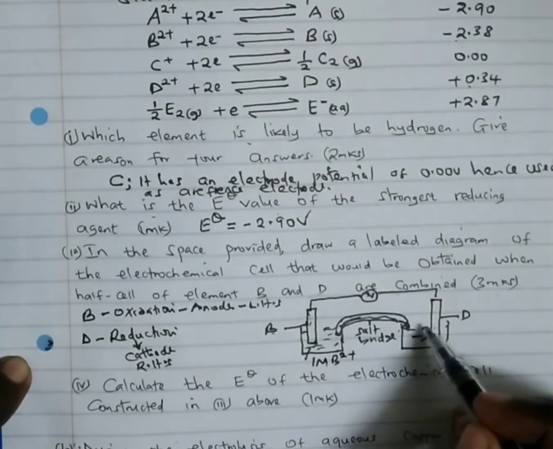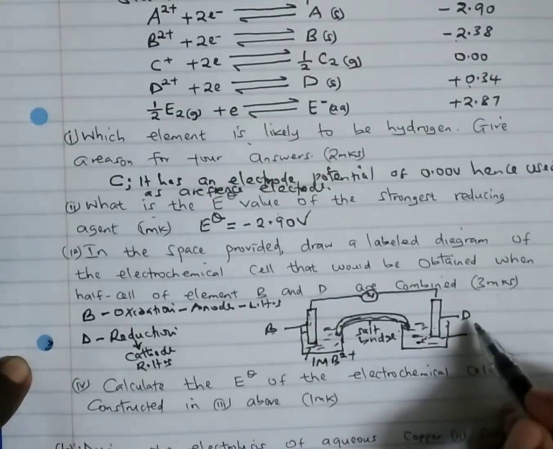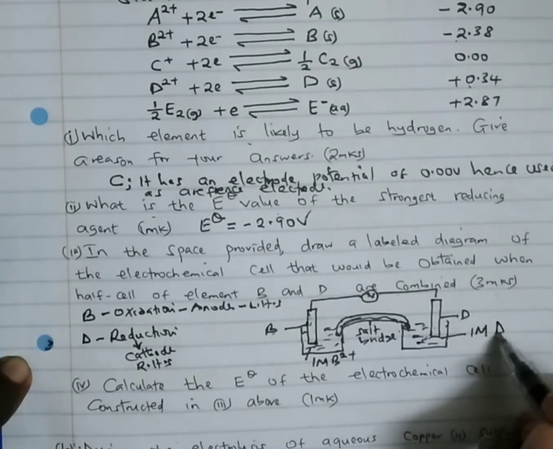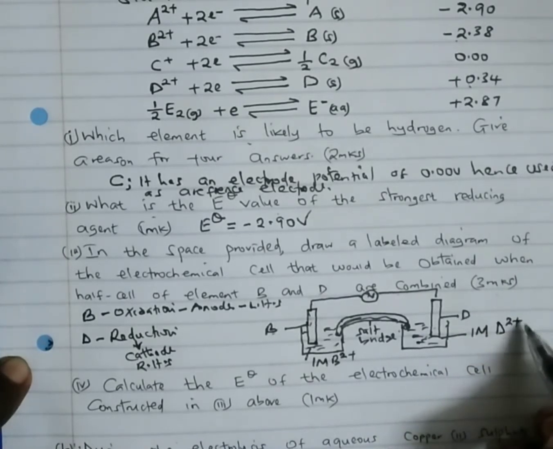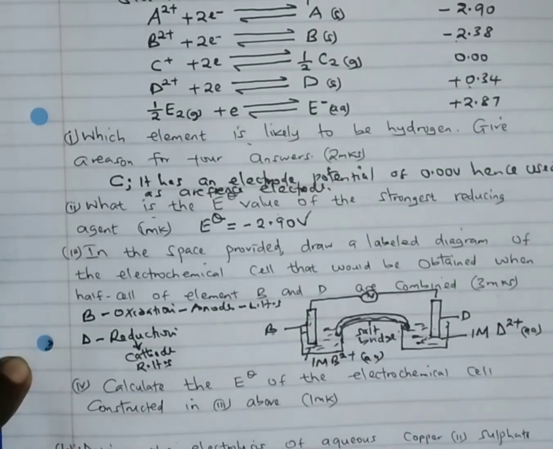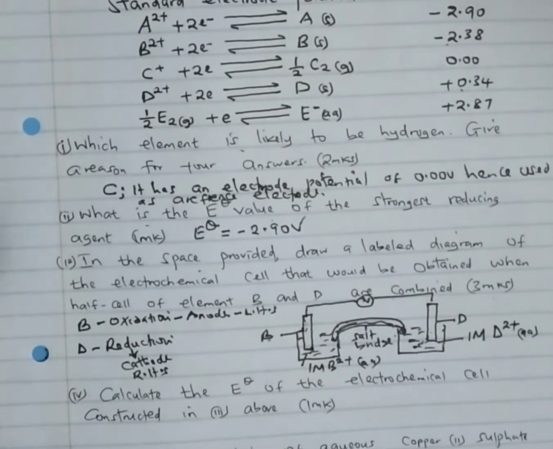And if this is electrode D, then the solution here is the solution containing the ions of D, and it is usually 1 molar D positive ions, which is aqueous. And by so doing, you'd have drawn the electrochemical cell formed when elements B and D are combined.